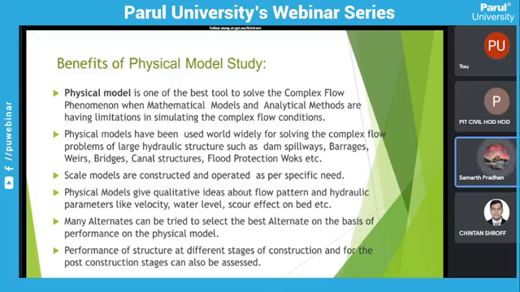See, all of you might know, there are a certain number of tools. Physical model is one of the tools. Other tools are mathematical models and analytical methods.